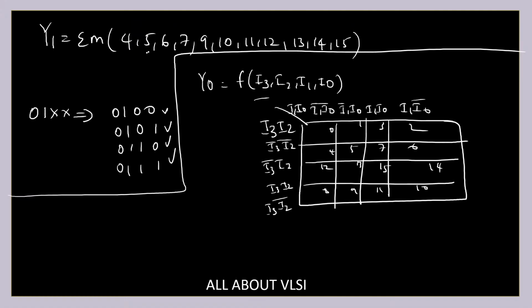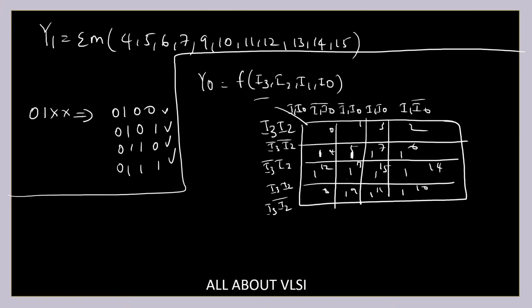Coming to these minterms, I'm going to have 4, 5, 6, 7, 9, 10, 11, 12, 13, 14, and 15. Okay, so these are all the minterms which I'm going to have. So let's search for the octet, or let's search for the quad and all.